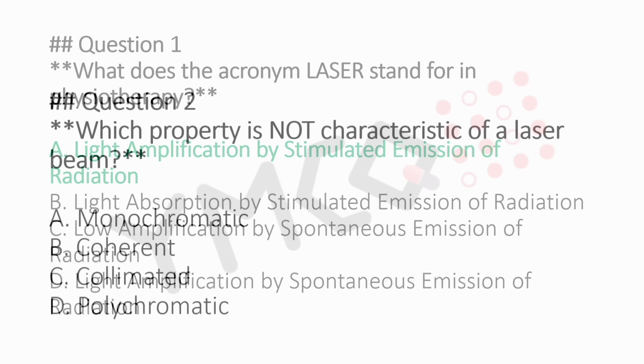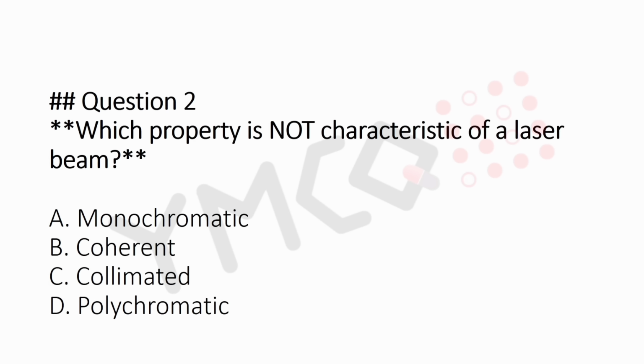Now let's move to question number 2. Which property is not a characteristic of laser beam? Option A, monochromatic. Option B, coherent. Option C, collimated. Option D, polychromatic. And the answer is option D, polychromatic.